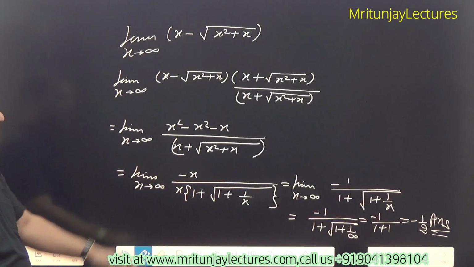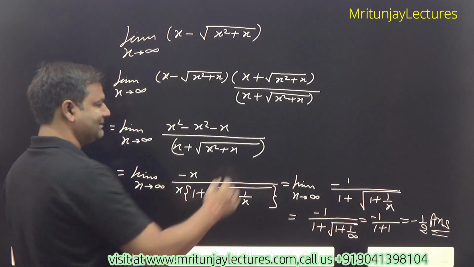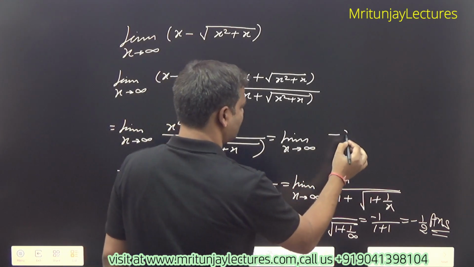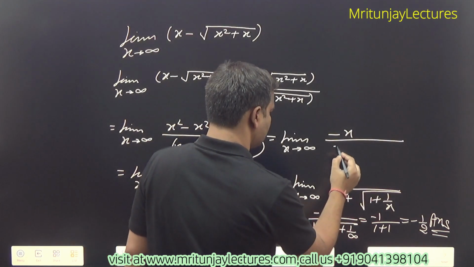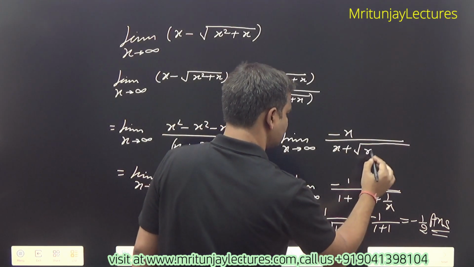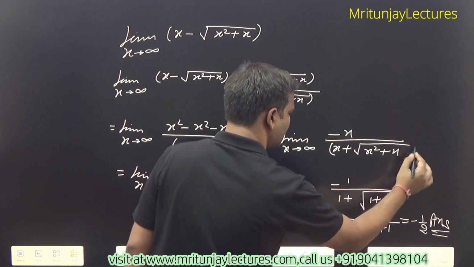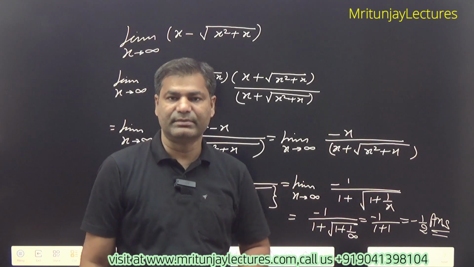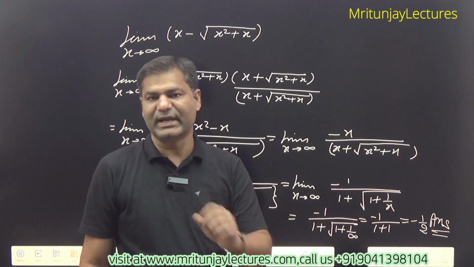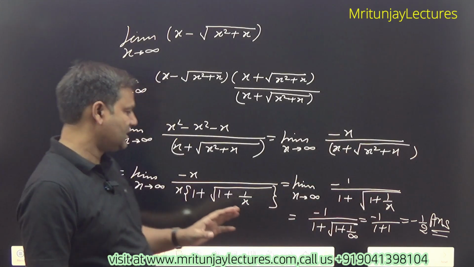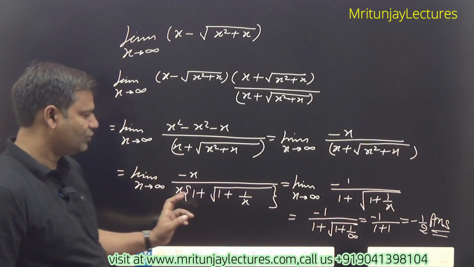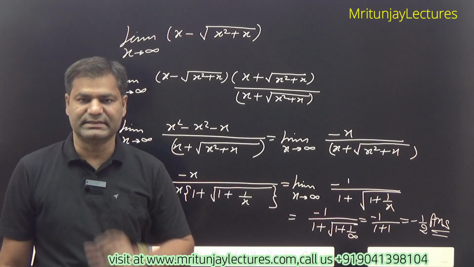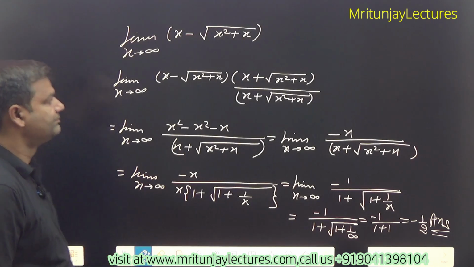Otherwise you can apply here, this one cancels, limit x tends to infinity, we get x upon x plus square root of x square plus x. Look here, if we put x equal to infinity, then we get the infinity by infinity form, so you can apply L'Hospital rule. Otherwise you take x common in the denominator also and solve. We get finally minus half as the right answer.